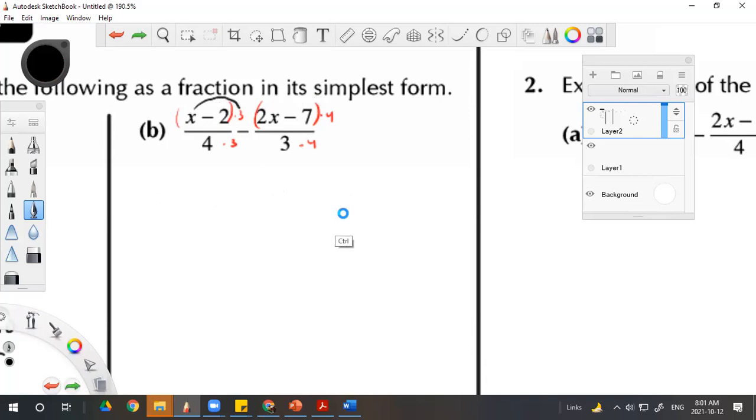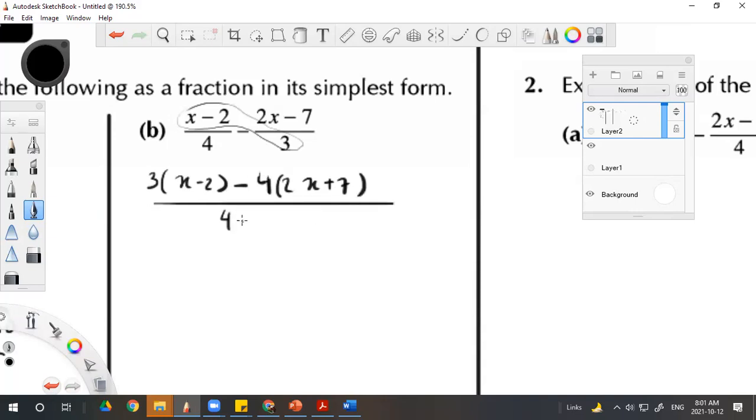I will give you the easiest way to memorize, or to not memorize, to understand. So multiply this. 3x minus 2, right? Subtract 4 bracket 2x plus 7. See, it's way easier to understand. Over 4 times 3. Okay, next. Rainbow.